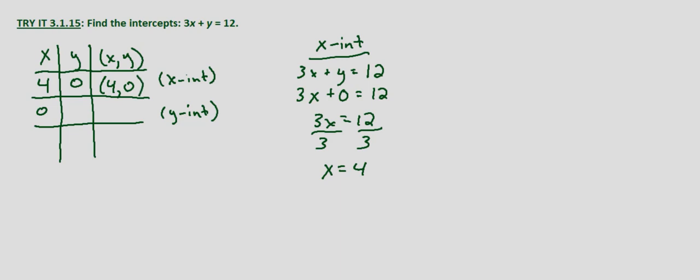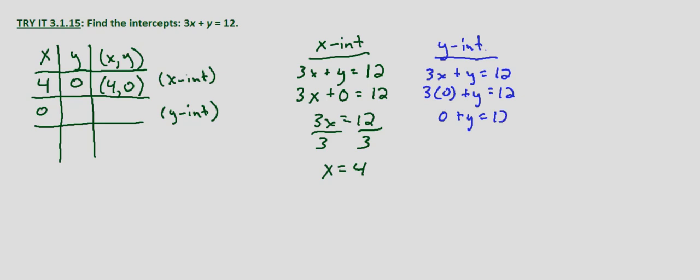Now for our y-intercept, it crosses the y-axis when x equals 0. So we write out our equation again, 3x plus y equals 12, only now we substitute x equals 0. So 3 times 0 plus y equals 12. 0 plus y equals 12, and y equals 12. So when x equals 0, y equals 12. So our y-intercept is 0, 12.